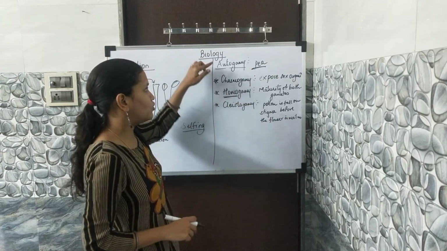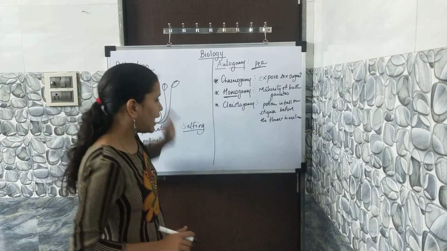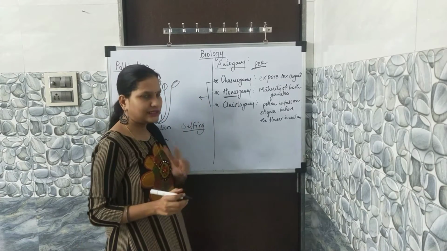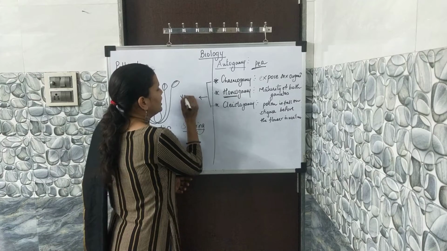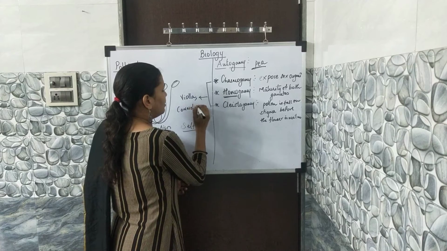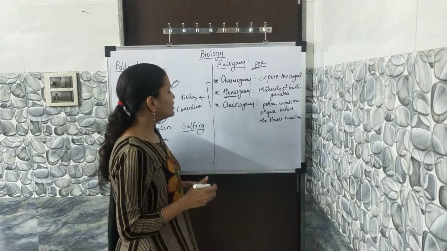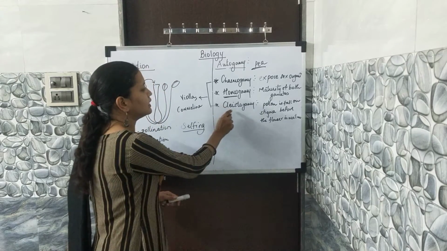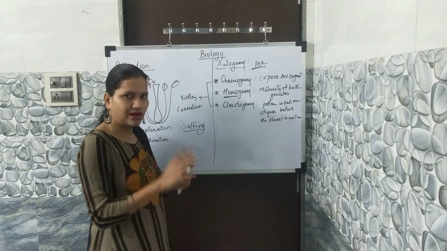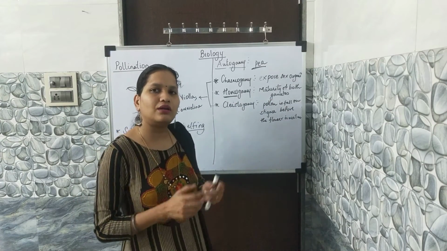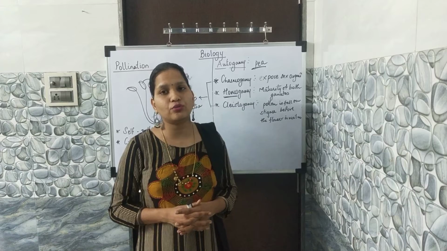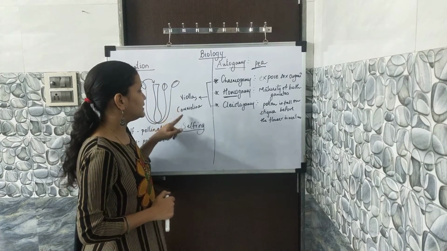So here we have discussed autogamy and the three important terms. Out of these, casmogamy and cleistogamy have two important examples which you have to learn: viola and commelina. Cleistogamy is the concept where the pollen grains fall on the stigma before the flower is mature. The flower which develops is going to be underground.